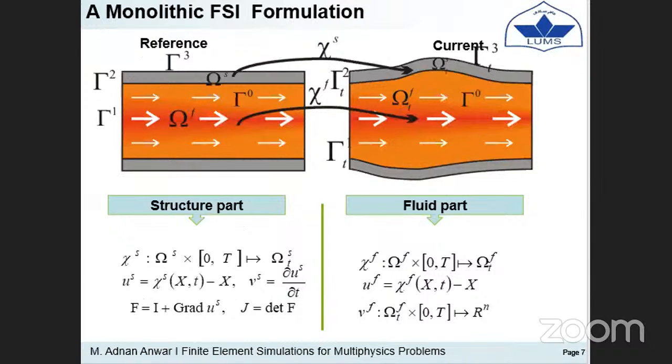Deformation of the solid part is described by the mapping chi s with corresponding displacement and velocity, and due to continuity across the interface, we can define global quantities on omega. This is the reference domain and this is the current domain. And the deformation of the fluid is denoted by chi f. The mathematical model for the structural part is given here, and for the fluid part is given here.